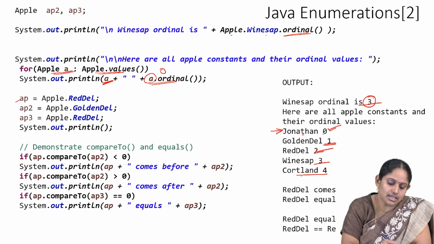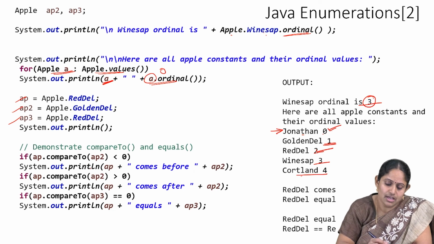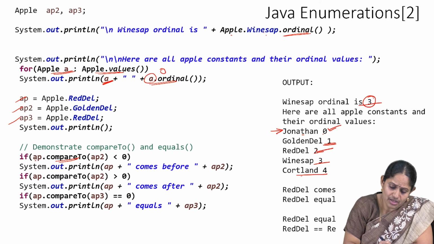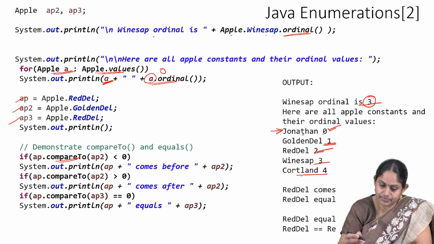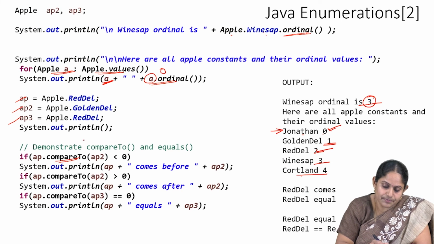Now we are creating 3 objects and we are using the compareTo and equals methods. So using compareTo, AP was apple dot Red Del. The compareTo method will check who comes first. In our example, Red Del is at the third position, and AP2 is Golden Del. So Red Del is third.